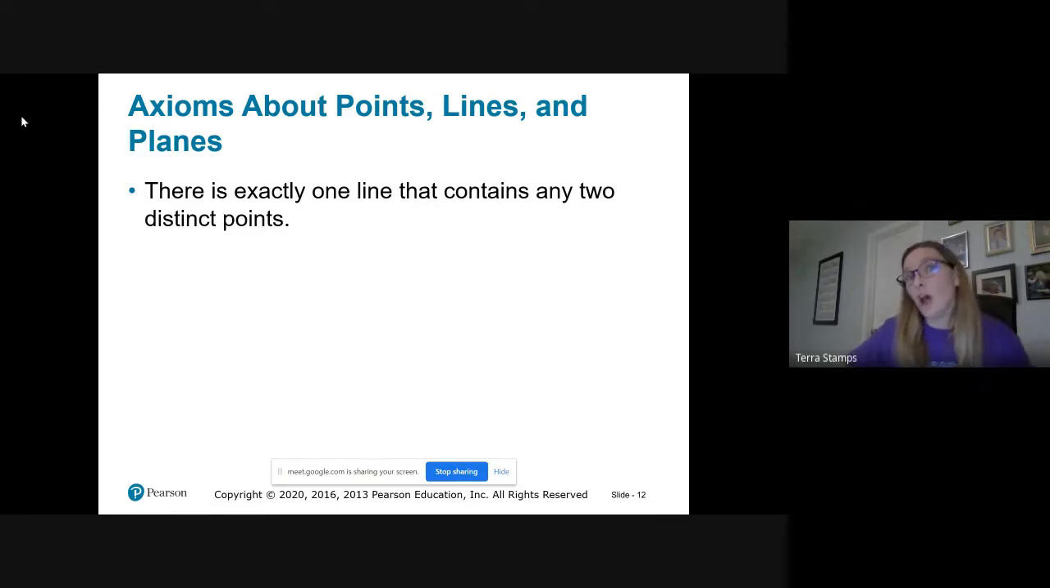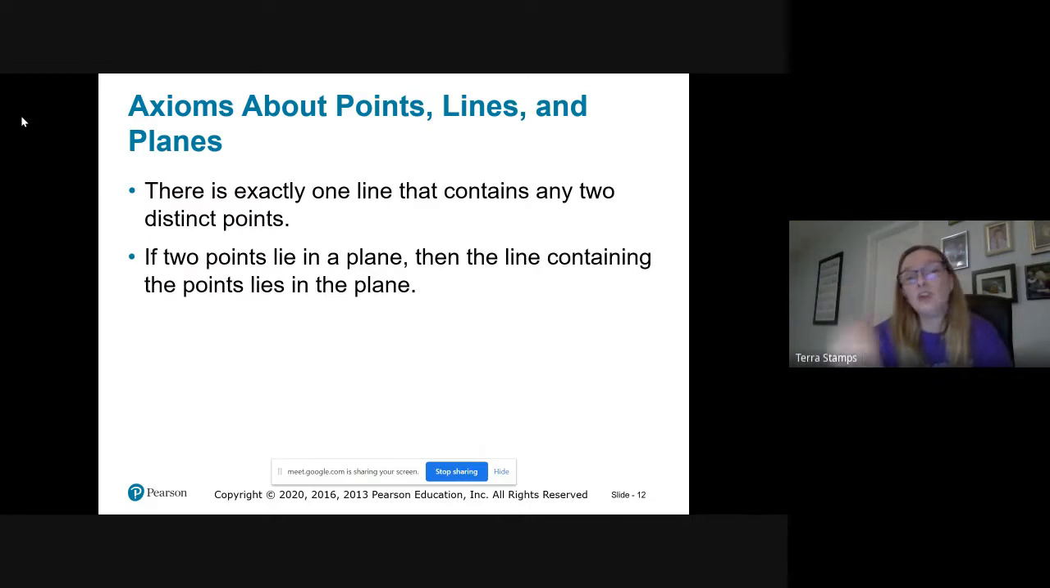Okay, axioms. An axiom is an unproved statement. Okay, we have these undefined terms that we build everything off of. Now we have these unproved statements that we build everything off of. Okay, there's exactly 1 line that contains any 2 distinct points. So if you pick 2 points, there's only 1 line that can be drawn to connect them. If 2 points lie in a plane, so think about 2 points on a piece of paper, then the line connecting those is also in that plane.